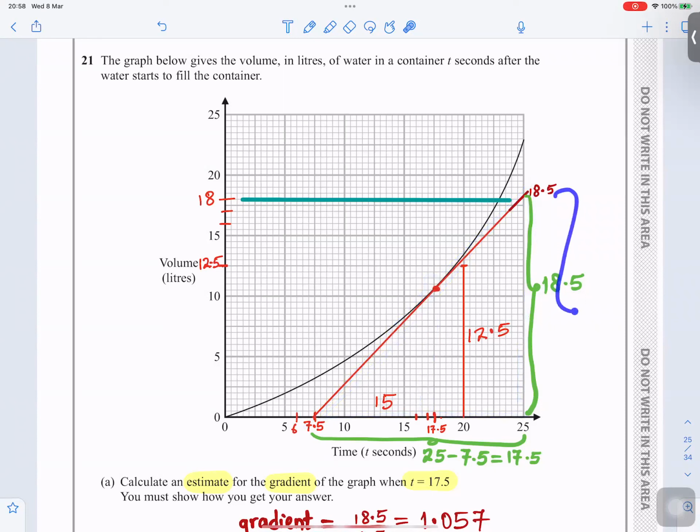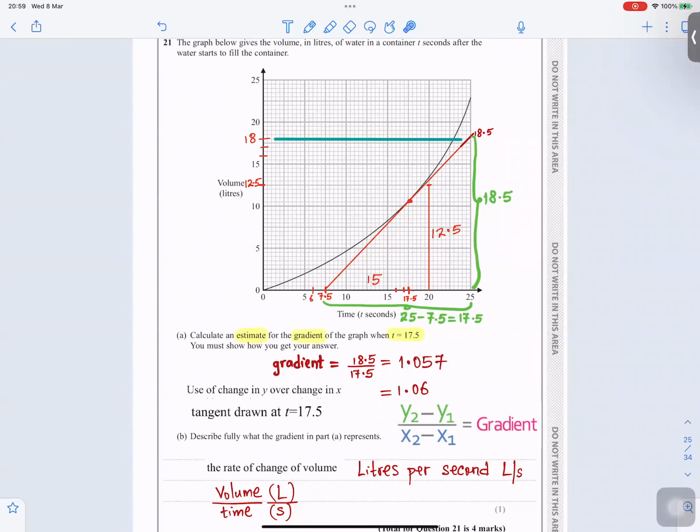You work out the height of the triangle. The height of that triangle is 18.5. And the base of the triangle, 25 minus 7.5, gives you 17.5. So how do we work out the gradient? It is the rise over the run. So the gradient is given by that 18.5 divided by that 17.5, the vertical height of the triangle divided by the horizontal length of the triangle. And that'll give you 1.057, which you can write as 1.06.